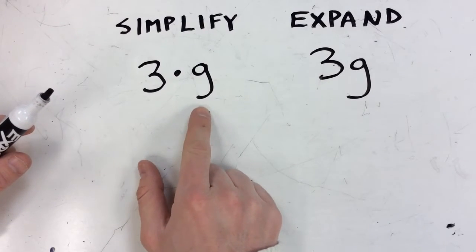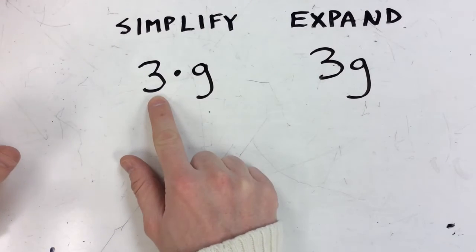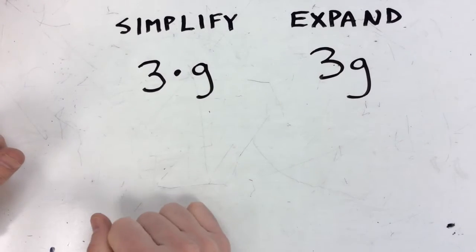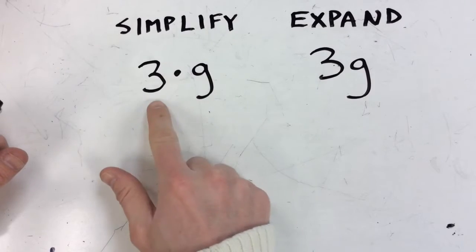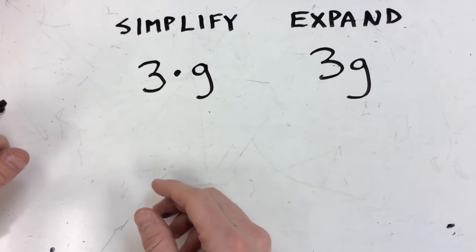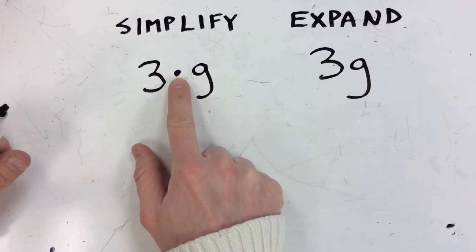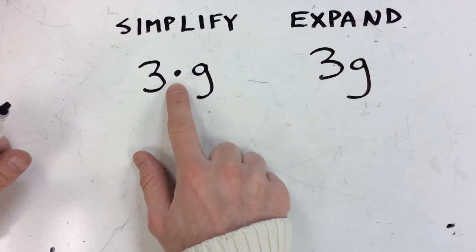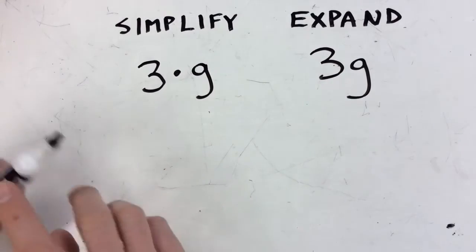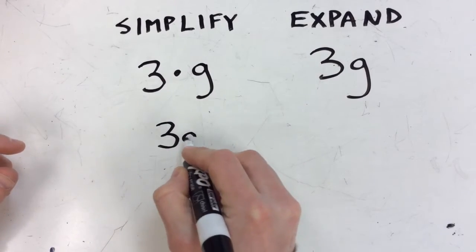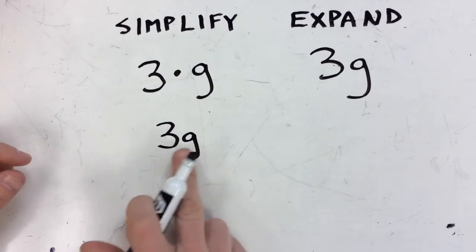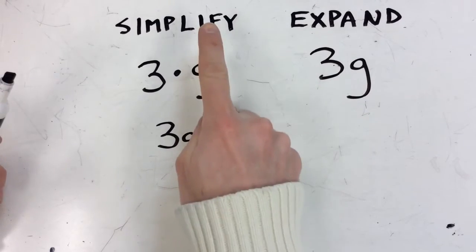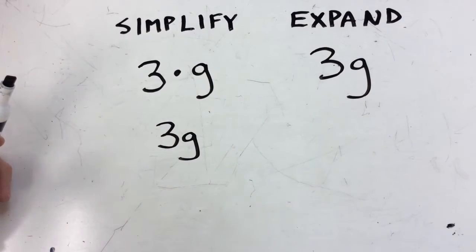Here's the first one. Right here we have a multiplication expression: 3 times the variable g. One way we can simplify this, or write it using fewer symbols, is to remove the dot that means multiplication. When we have a number and a variable that are being multiplied, often we can just write that as 3g. When you have a number and a variable written next to each other, that's understood as multiplication. And therefore, this is a simpler way to write this.